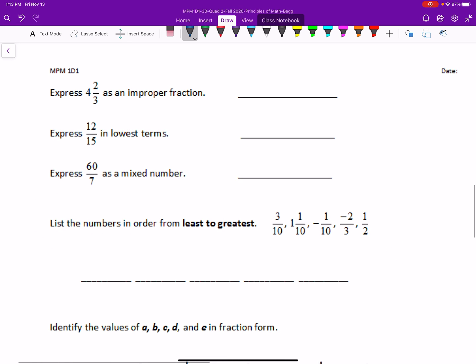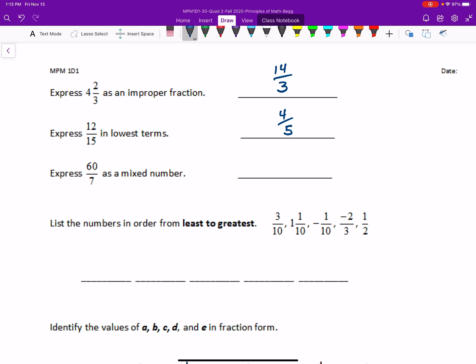Okay, here's a couple other examples of different types of things. Express 4 2/3 as an improper fraction. Okay, we've already done this. We know that we multiply 4 times 3 is 12, plus 2 is 14, and we put it over the same denominator of 3. Express 12 over 15 in lowest terms. We know that both 12 and 15 can be divided by 5, so we get 4/5.